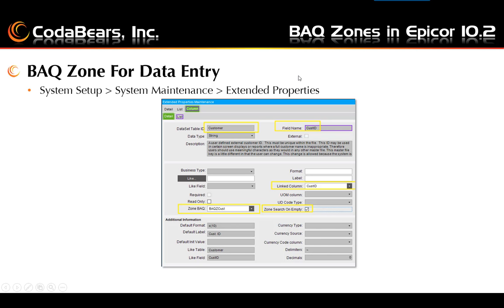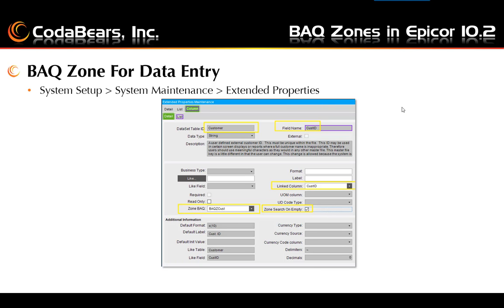So first we'll talk about the BAQ zone for data entry. We follow the path in Epicor for system setup, system maintenance, and extended properties. And first we would have had to set up a business activity query, which is not shown in this demonstration. Hopefully you already know how to do that.